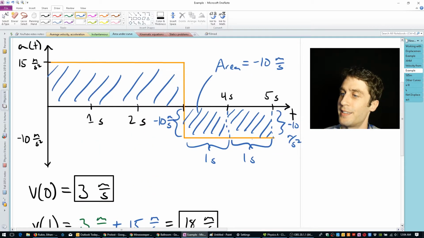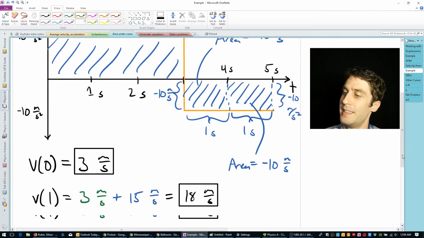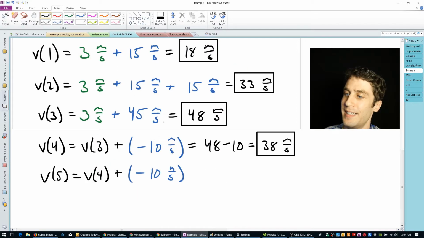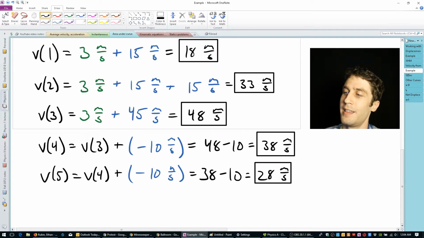In fact, I didn't show the calculation, but the area is, again, negative 10 times 1, which is negative 10 meters per second. And so previously it was traveling at 38 meters per second. So 38 minus 10, which gives us 28 meters per second. And that's it. These are the velocities at all times, and we determined them from the graph of acceleration versus time, plus the initial velocity. We needed the initial velocity in there.